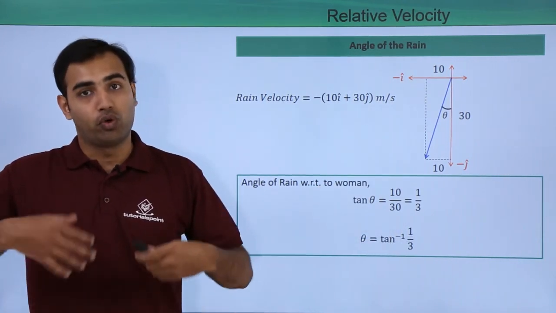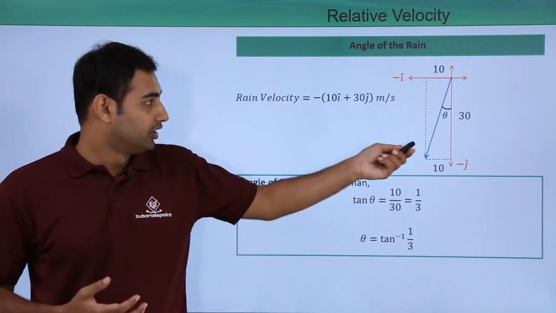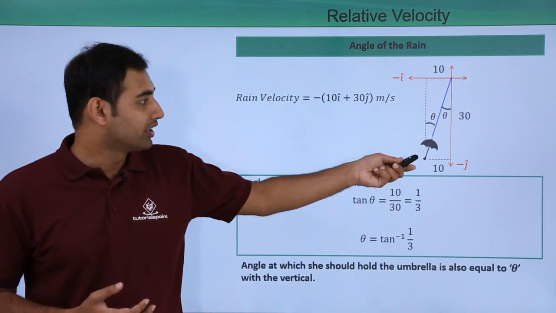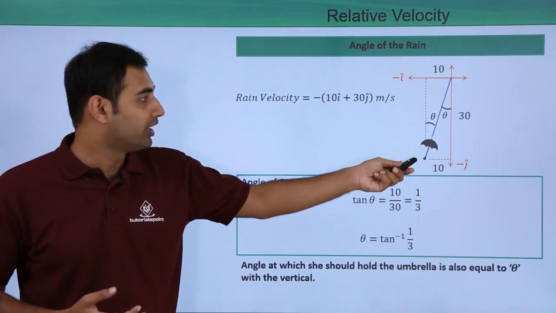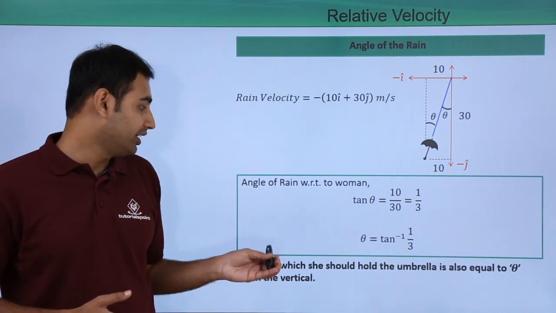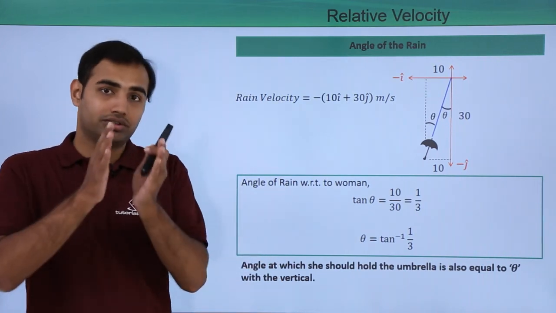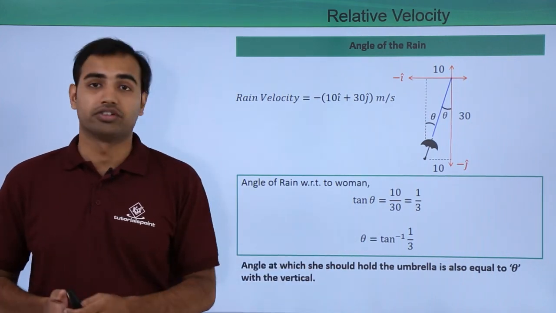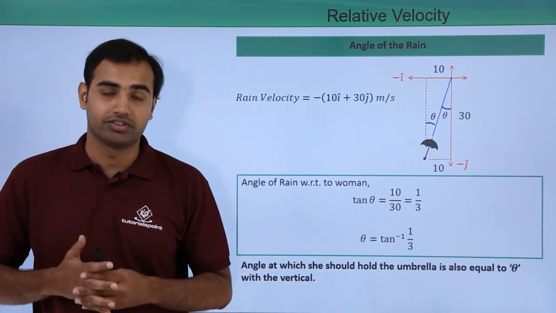So the angle that the rain is falling from vertical with respect to the woman is tan inverse 1 by 3. So at what angle will the woman hold the umbrella? The woman must hold the umbrella exactly opposite, something like this, and you can see she also has to hold the umbrella at an angle theta with the vertical. You can directly see from the diagram. So I can say that the angle at which the woman should hold her umbrella with respect to vertical is simply equal to tan inverse of 1 by 3. This is our answer for this problem.